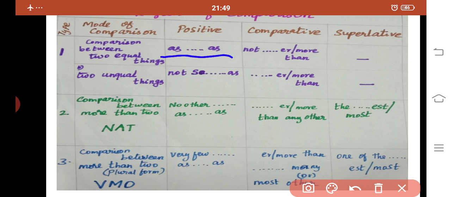In type 2, the comparison between more than two things or persons, we are using the shortcut form NAT. In type 3, we are using the shortcut form VMO. In reverse order, we can say OMV. Here N represents the positive degree, A comparative degree, T superlative degree. V is for positive degree, M for comparative, O for superlative degree.